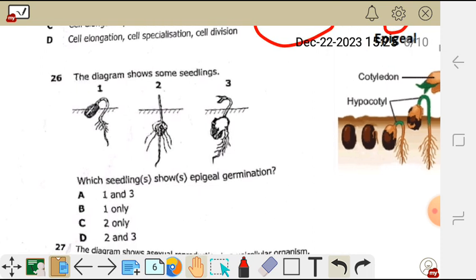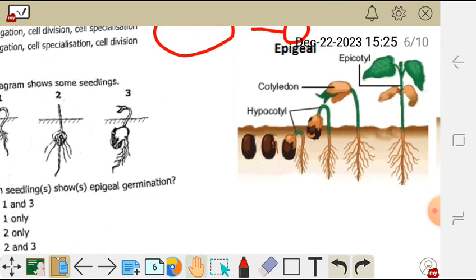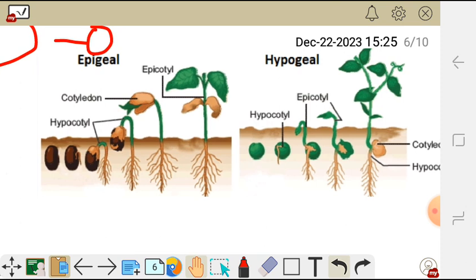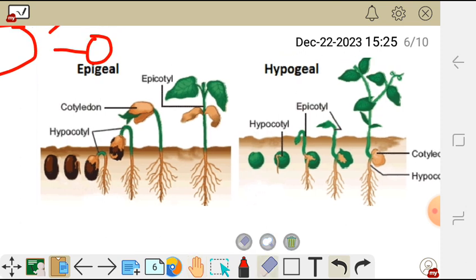Question 26. The diagram shows some seedlings. Which seedling shows epigeal germination? So we have hypogeal and epigeal germination here. Before we look at this question, let's first understand what epigeal and hypogeal mean.